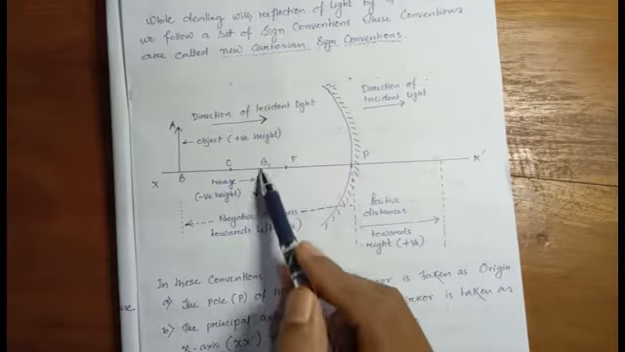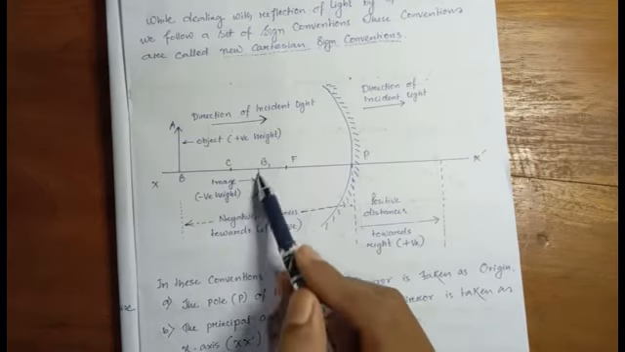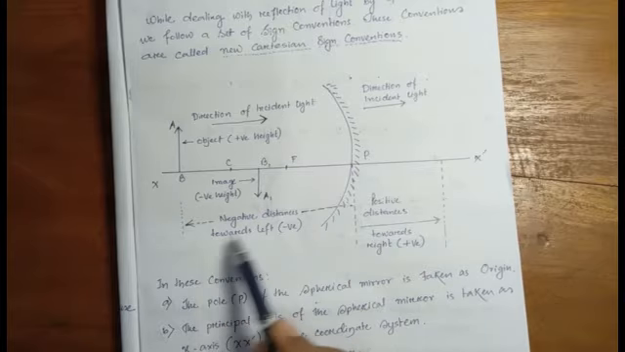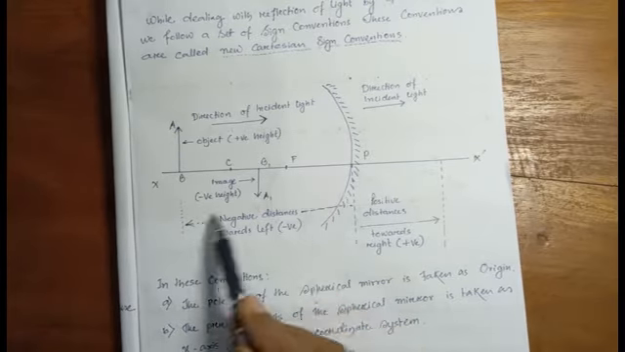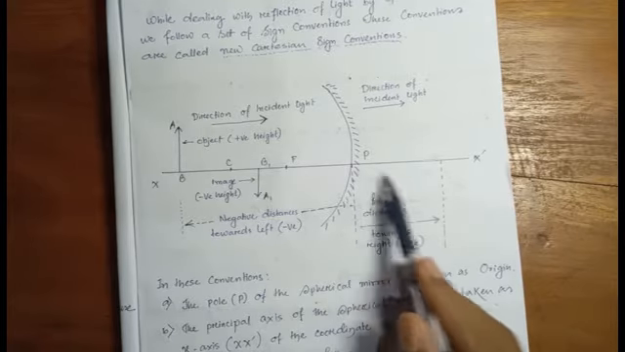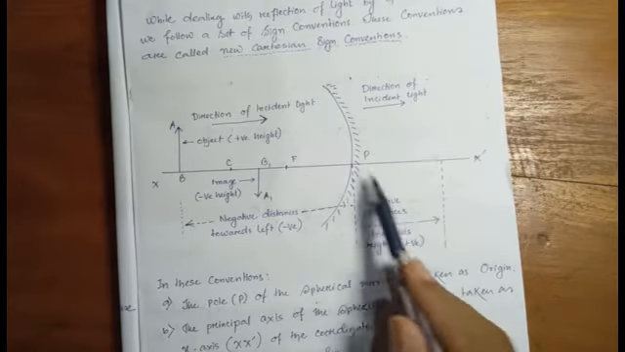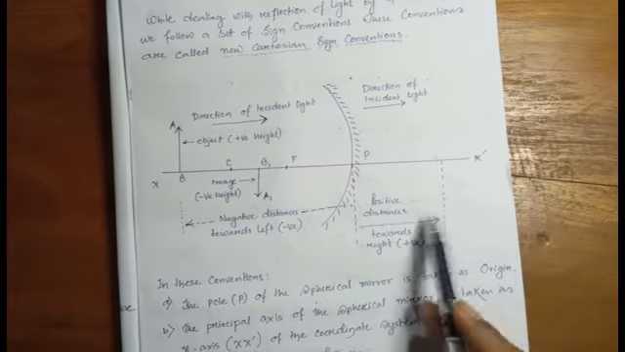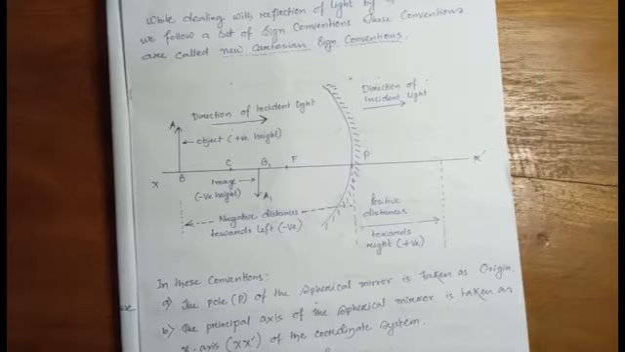The image is inverted. It will be a real image, so it is an inverted image. The image is in the downward direction, so its height will be negative. So you see here, negative distance towards the left. Towards the left of the pole it will be negative, and towards the right of the pole will be positive distance.